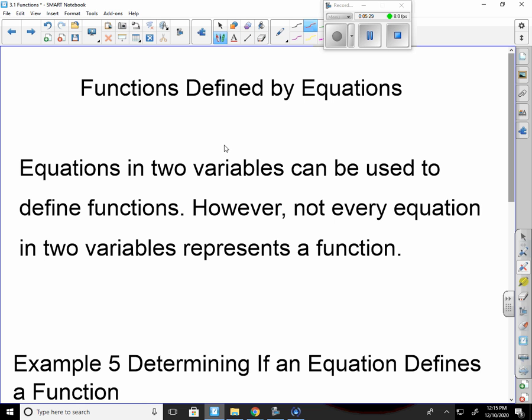Functions that are defined by equations. Equations in two variables can be used to define functions. However, not every equation in two variables represents a function. So example 5 is going to be determining if an equation defines a function.